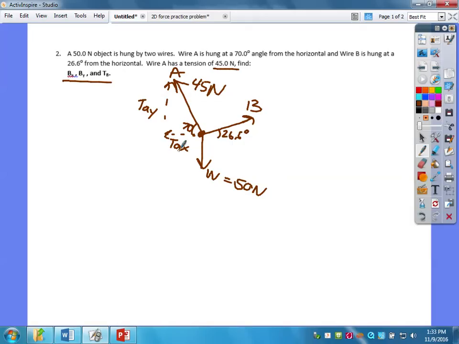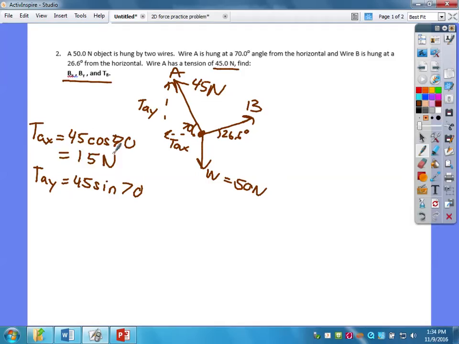TAX is going to be 45 times the cosine of 70, and TAY will be 45 times the sine of 70. So if I do those two numbers quickly, TAX comes out to basically about 15 newtons. TAY comes out to about 42 newtons. And so, what does that tell me?